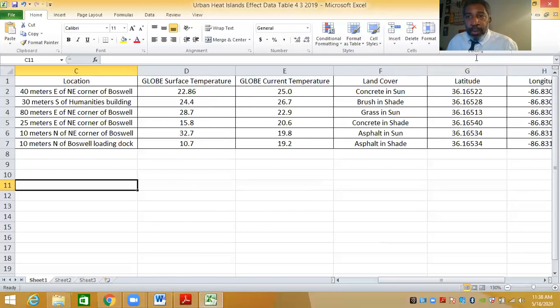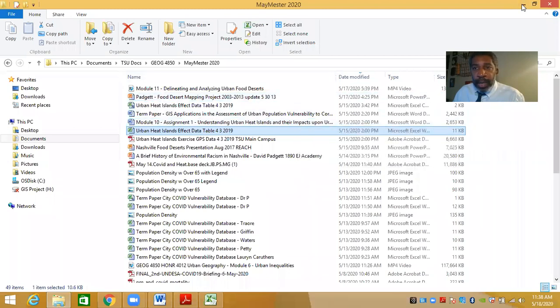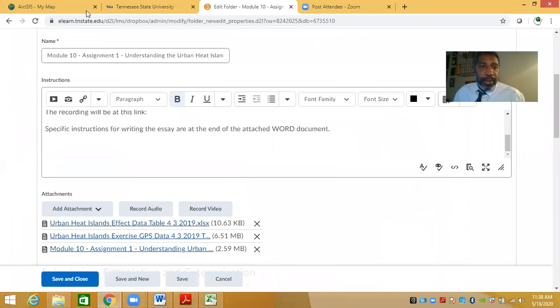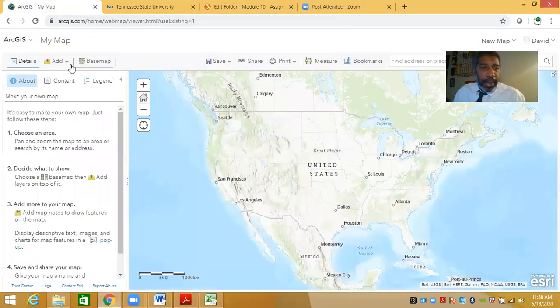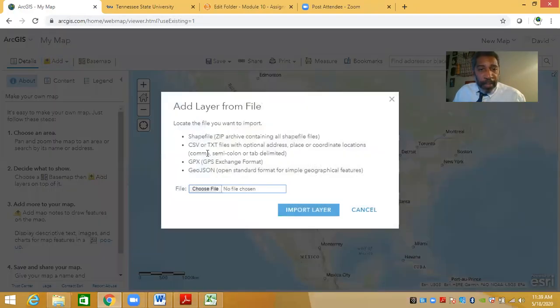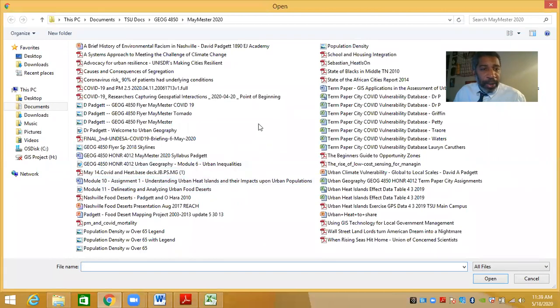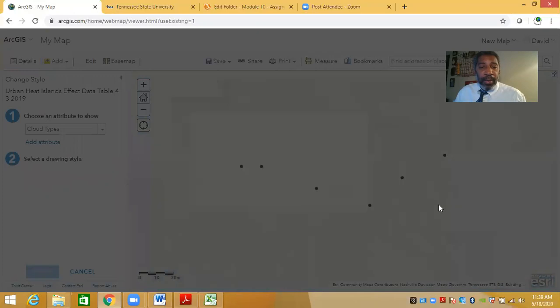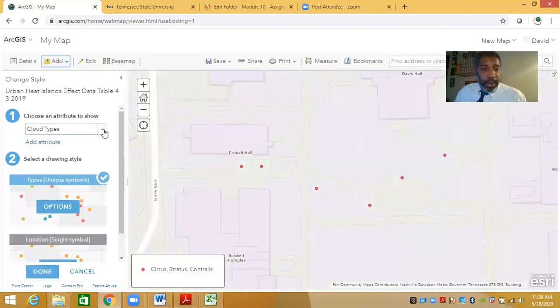And then we will pull the data into ArcGIS Online. So here's ArcGIS, and we're going to go to Add Data, and I'm going to get Layer from File. I'm going to go to Choose File here, and we're going to get the CSV file. Here it is. Open, import layer. Okay, and so now here are our data.